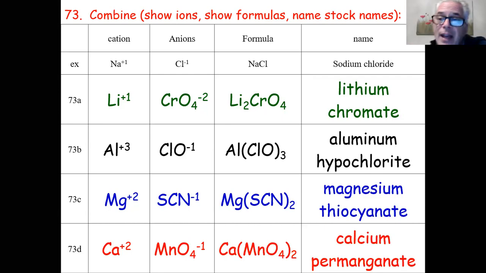And here we go. The other answers came up so quick. The calcium's a +2. The permanganate is a -1. And when we crisscross, we need 1 calcium and 2 permanganates. And it's called calcium permanganate.